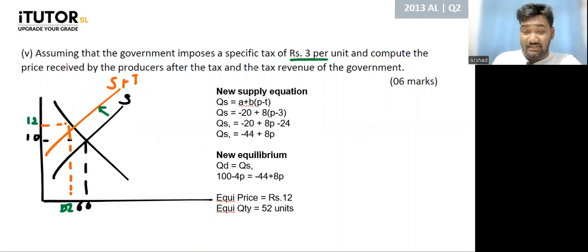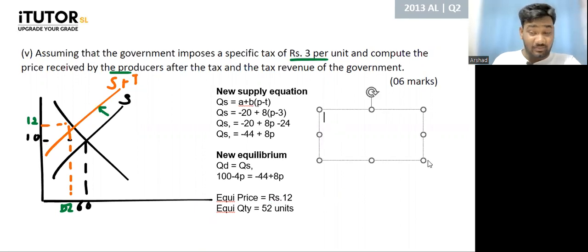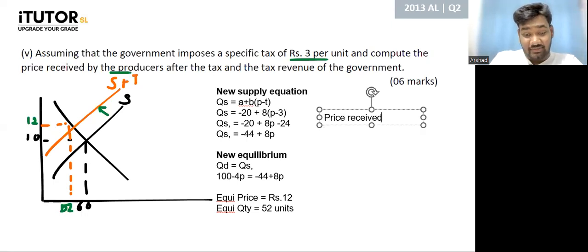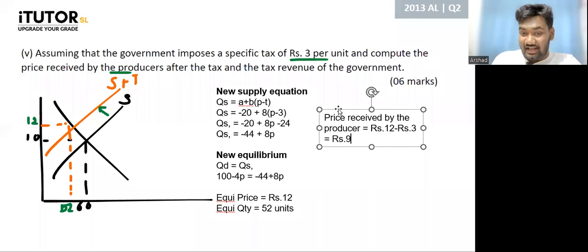Compute the price received by the producer. So if I say the price received by the producer is 12, is that correct? How much do you think is the price received by the producer here? Think, guys, there's a tax of 3 rupees. The new equilibrium price is 12. That means the consumer is paying 12. The consumer pays 12, the government charges a tax of 3. So how much does the producer get at the end of the day? He only gets 9 rupees.